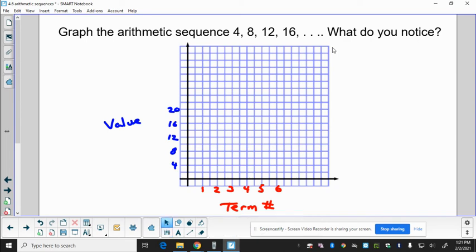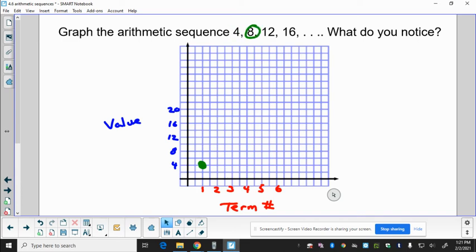So I'm going to go ahead and graph these as ordered pairs. So I'm going to graph this first number. So the first number is 4. So watch what I do. I'm going to put a point here. I'm going to say the first term number is 4. See how I did that?